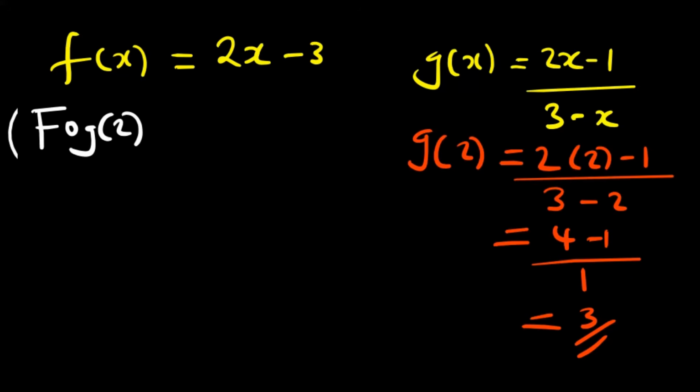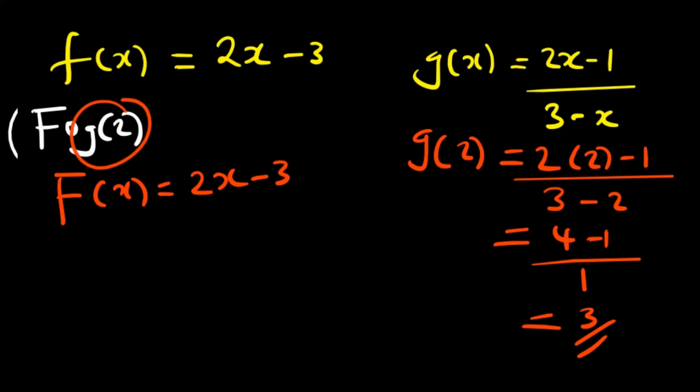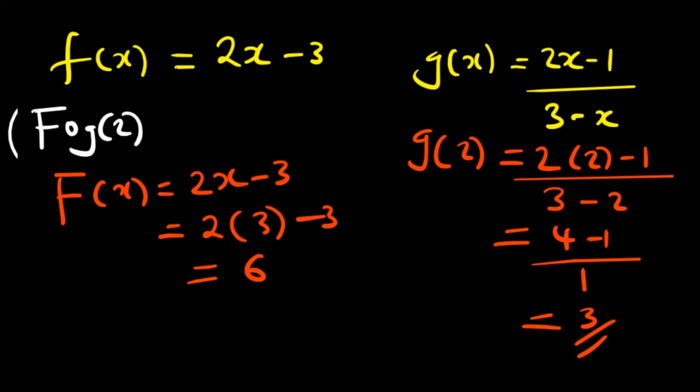Then you have to go back and just replace there. So what is f of x? F of x in this case is 2x minus 3. Then wherever there is x, we replace g of 2. That's what that means. So I'm going to have 2, x we found that it is 3, or g of 2, which is 3, minus 3. 2 multiplied by 3, that is a 6, minus 3. That will give us a 3. So that is how we solve that one.